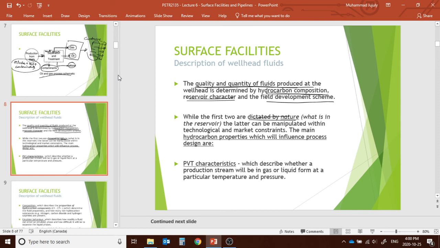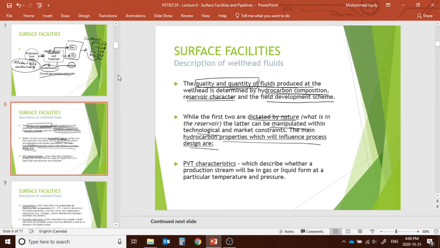Okay, so we can manipulate the field development scheme, and then we can manipulate it within the technology, and then we can actually develop the influencer process design. Okay, so what are the hydrocarbon properties that influence the process design? We can actually manipulate the technology and design a process so that it can give us better quality and better quantity of the fluid.